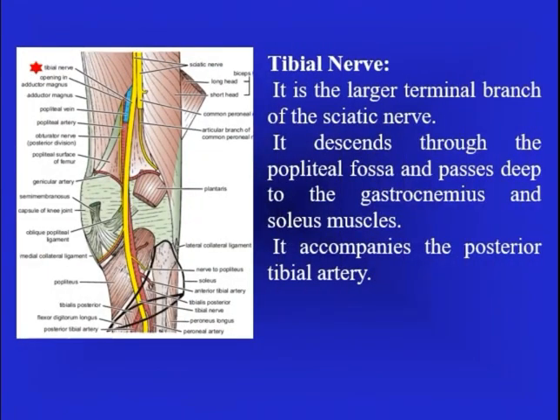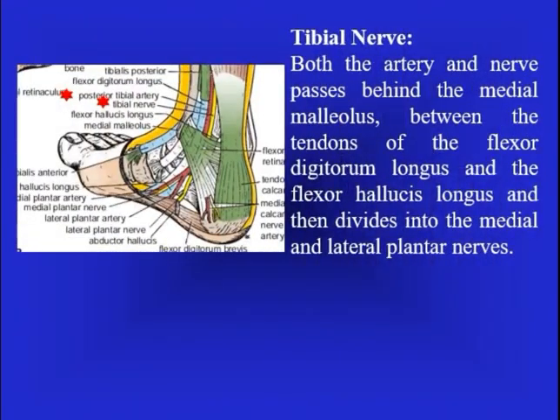Regarding the tibial nerve, the tibial nerve is the larger terminal branch of the sciatic nerve. It descends through the popliteal fossa and passes deep to the gastrocnemius and soleus muscles. It accompanies the posterior tibial artery. Both the artery and nerve pass behind the medial malleolus between the tendons of flexor digitorum longus and flexor hallucis longus, and then divide into the medial and lateral plantar nerves.